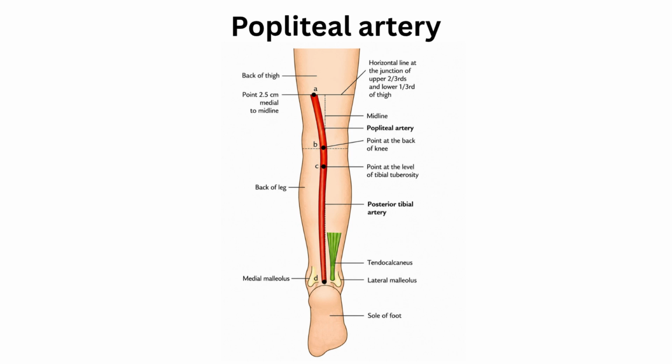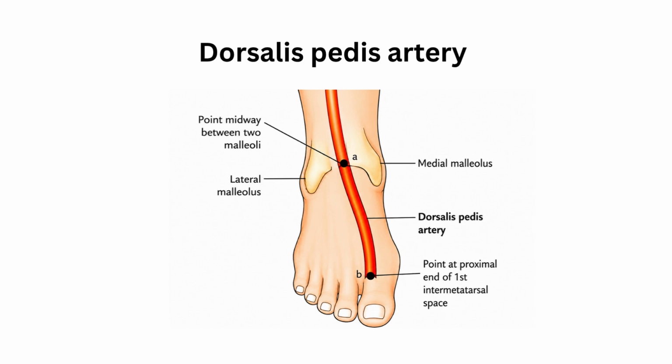Popliteal artery: divide the back of thigh into upper one third, middle one third and lower one third. Now put a point A at the junction of middle and lower third of thigh about 2.5 cm medial to midline of back of the thigh, and put point B on the back of knee in the midline, and put point C in the midline on the back of upper part of the leg opposite to tibial tuberosity. You have to know these 3 points A, B and C.